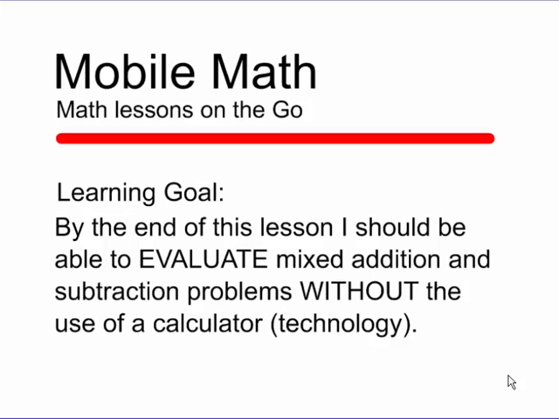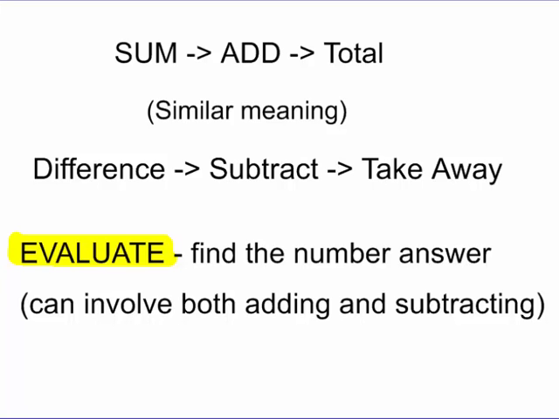Today's learning goal: by the end of this lesson, I should be able to evaluate mixed addition and subtraction problems without the use of a calculator. So we have a new word here. We've talked about sum, add, and total having similar meaning. Difference, subtract, and take away all have similar meaning. Our new word is evaluate, and it means find the number answer. So it can involve both adding and subtracting. When we're finished an evaluate problem, we should come up with a final answer, but it may take more than one type of operation.